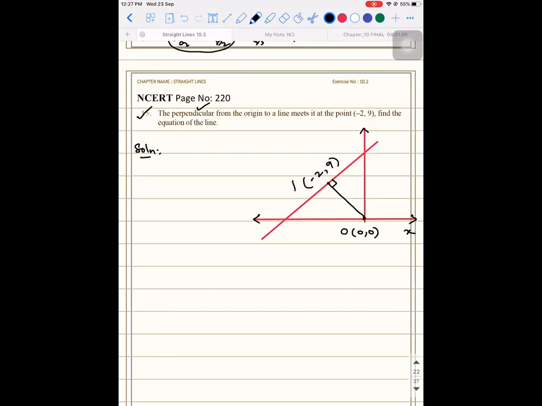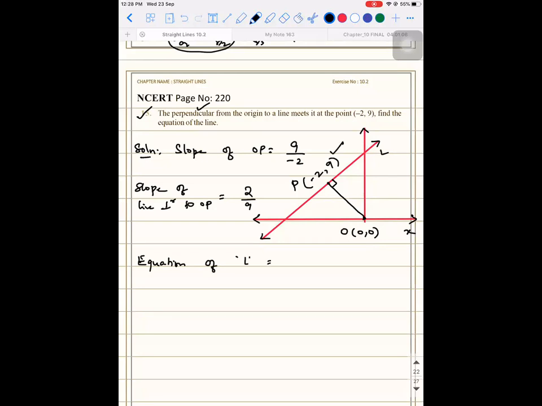If this is taken as O and this point is taken as P, what is the slope of OP? 9 by minus 2. Then the slope of the line perpendicular to OP will be 2 by 9. I'll take this line as L. They are asking for the equation of L.